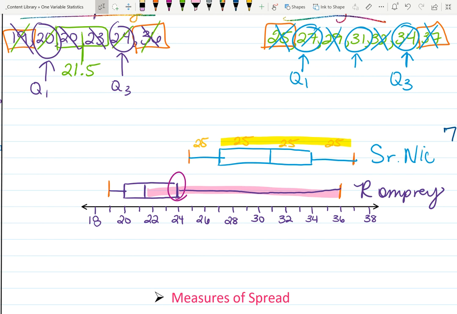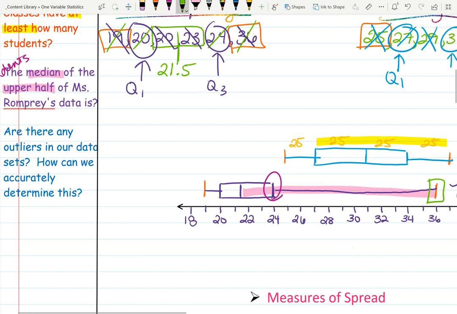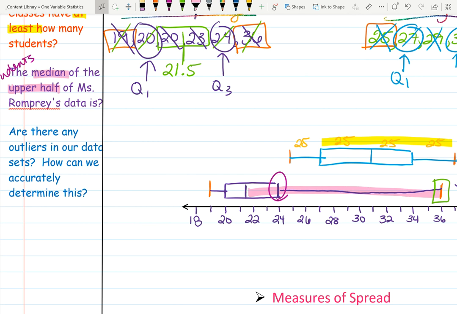So looking at my data, who clearly looks like the outlier? Hopefully you're looking at this and saying 36. But let's go ahead and prove it. So how can we accurately determine this? Well, first I want to find what's my IQR. So my IQR is the difference of Q3 and Q1.